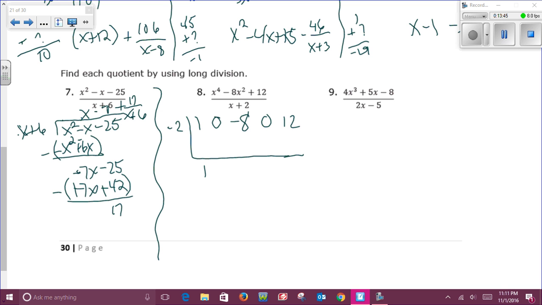So bring down the 1. Negative 2 times 1 is negative 2. 0 and negative 2 is negative 2. Negative 2 times negative 2 is 4. Negative 8 and 4 is negative 4. Negative 4 times negative 2 is positive 8. 0 and 8 is 8. Negative 2 times 8 is negative 16. So my remainder is negative 4. And I will have x cubed minus 2x squared minus 4x plus 8 minus 4 over x plus 2.